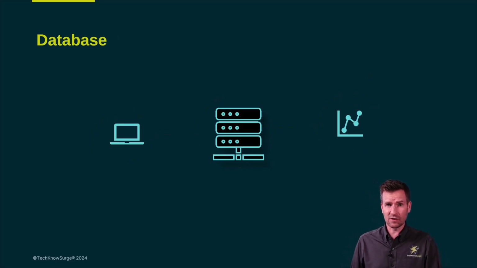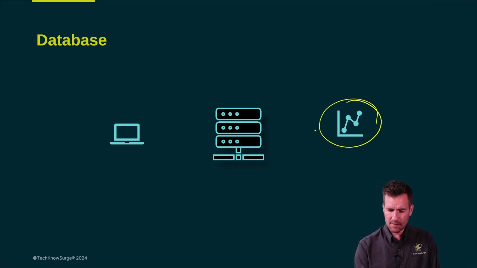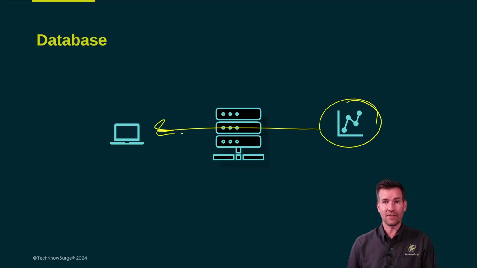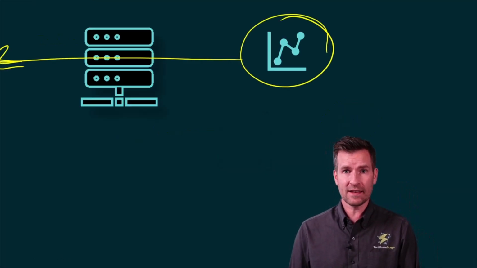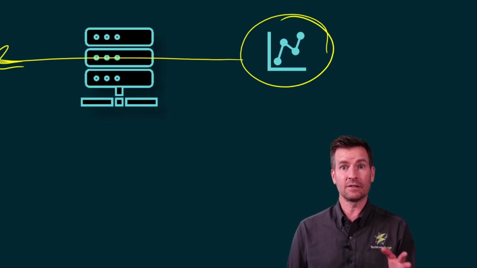A database server is somewhat similar, except it's not sharing out files and folders. That's not the purpose of it. Instead, a database server holds a bunch of data, and that data then can be shared out to other machines on the network or perhaps servers on the network. We're going to take a look at a couple different setups.